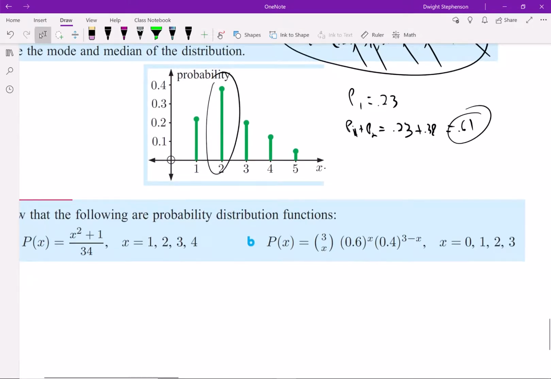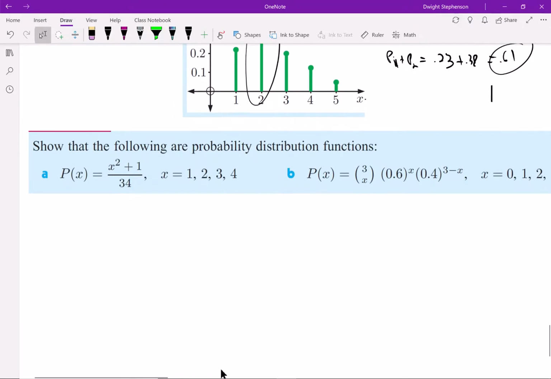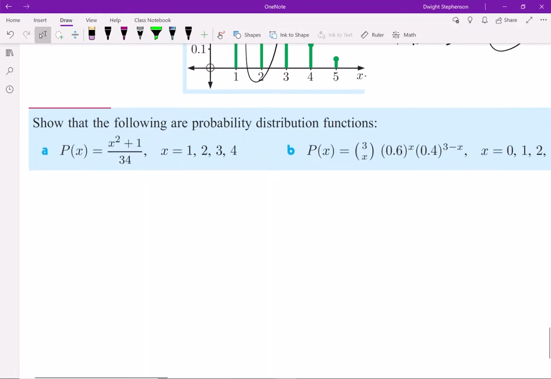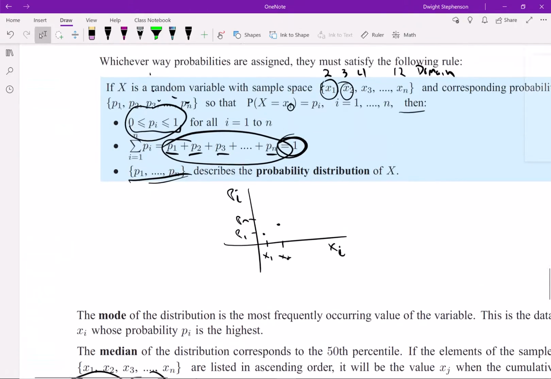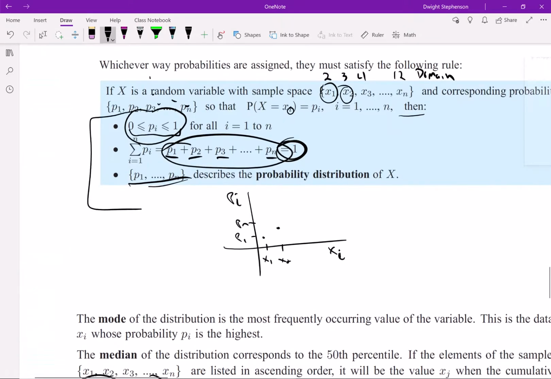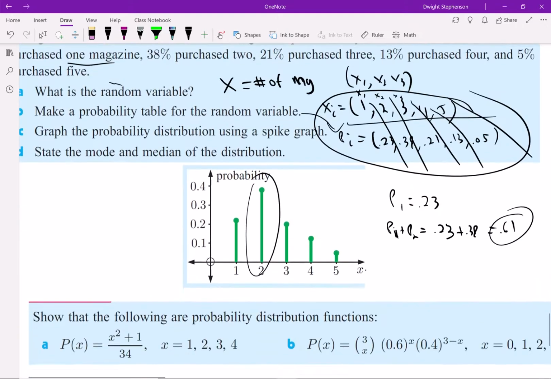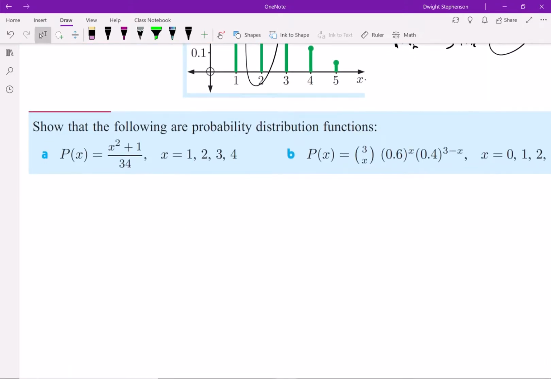Right? And then the next piece is we're just trying to show if these are probability distribution functions. If you're trying to show that, then they have to meet this criteria, right? Every single probability must be between 0 and 1. And if I add up all the probabilities, then it must equal 1, right? So basically what I'd do is I just calculate the probability, right? I'd say, what's the probability of 1? And that would just be plugging in 1, right? That's going to be 2 over 34.